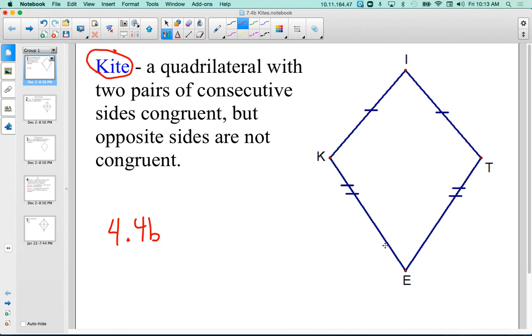One thing you will not see in a kite is parallel sides. If you've got any sets of parallel sides, it is not a kite. Now there are a few other properties that go along with our kites here, and we'll talk about those as we move forward.